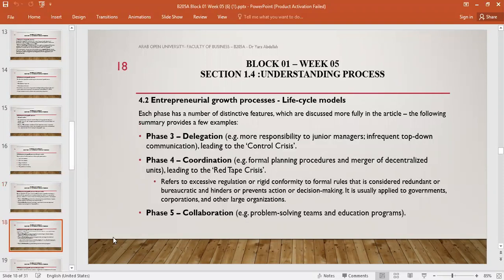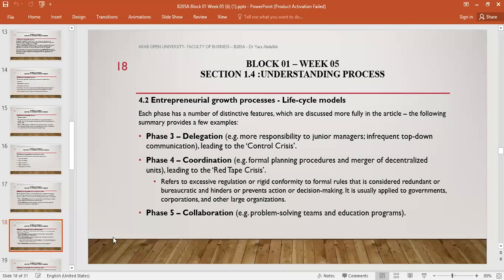The third phase is delegation. And we mean here delegation of authority or responsibility. Here the top manager will delegate the authority to juniors. And by this way, there will be a control crisis. Why? Because when you know that your supervisor or your manager will not monitor you or control you, sometimes you are not going to do something very well. And this is why the control crisis can appear in this phase.